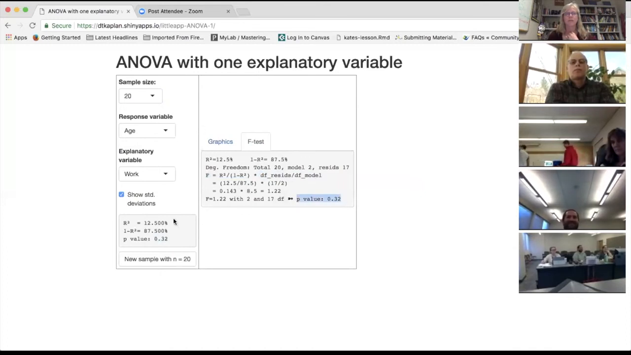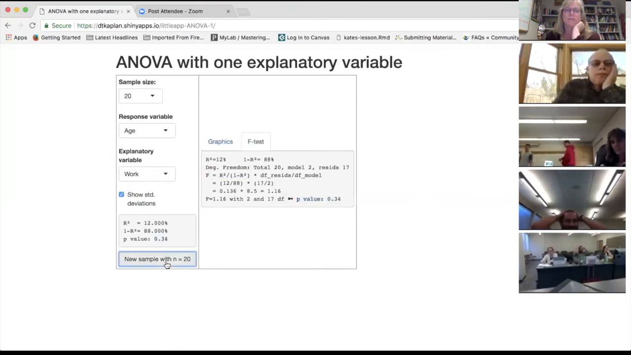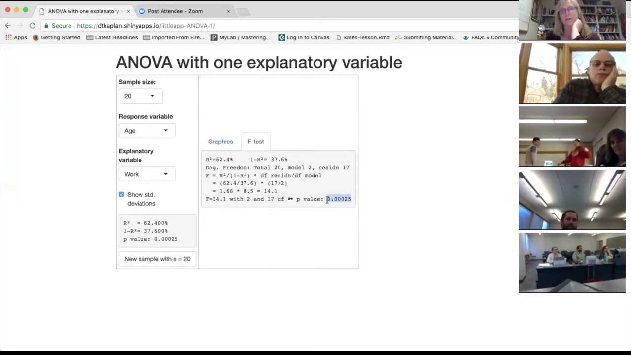So we have a fairly small sample. Let's look at what happens if I keep the same size sample, but take a new sample. Now my r-squared is 12%, my 1 minus r-squared is 88%, my ratio is 1.16, and my p-value is only 0.34, so it's not great. Let's take another one. Notice when we have a smaller sample, this one looks like it's significant, doesn't it? Whereas the other ones were not. So it looks like it jumps around a lot. Again, we're no longer significant.